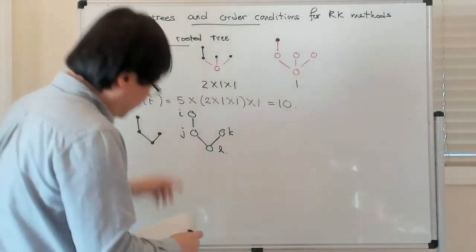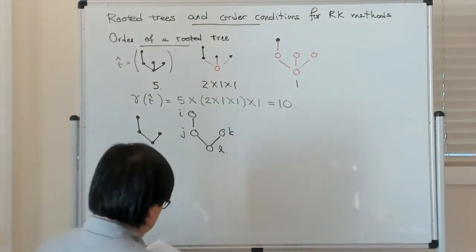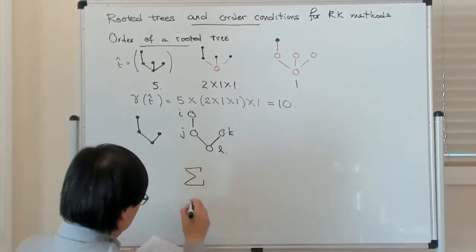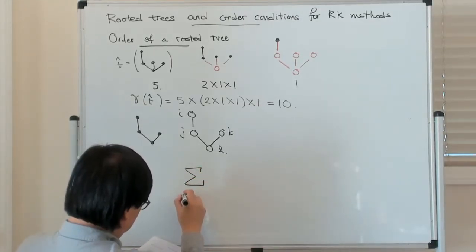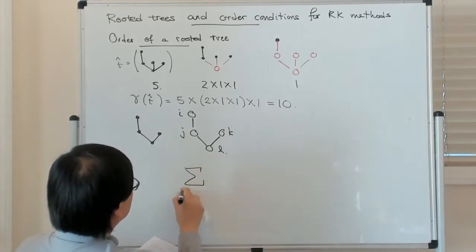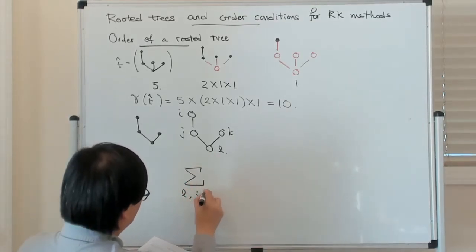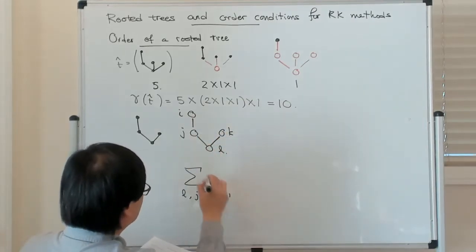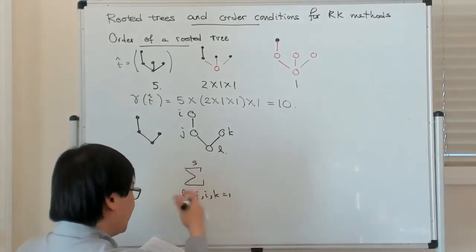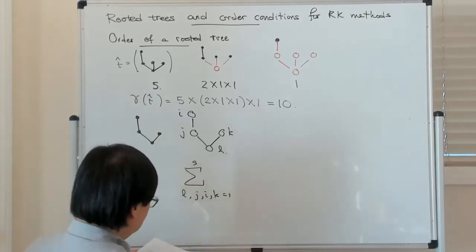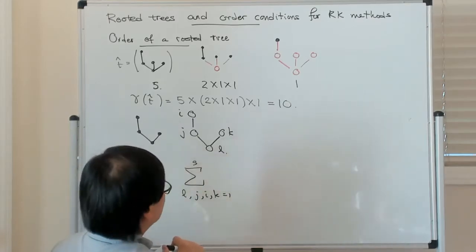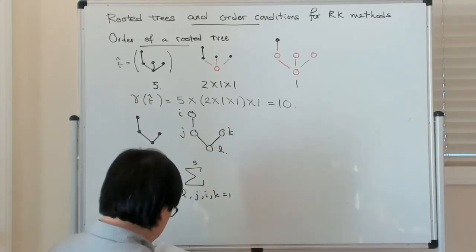Okay, so you have this, and then the coefficient turns out to be related in the following way. You have a sum over L, J, I, and K, over all the indices from 1 to S. And then what happens is, how are these expressed in terms of the A_IJs and the B_Is?